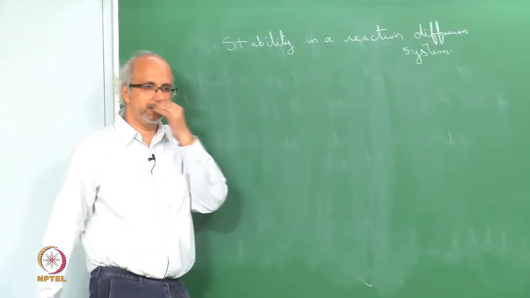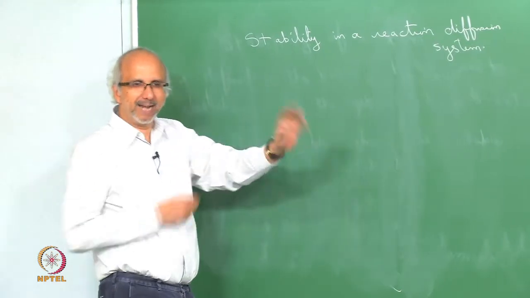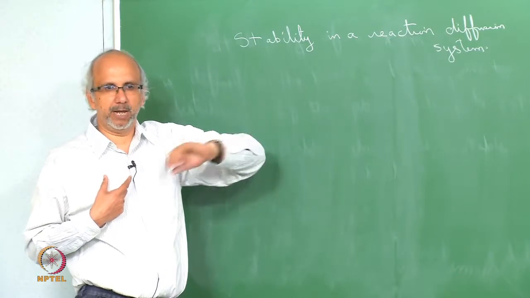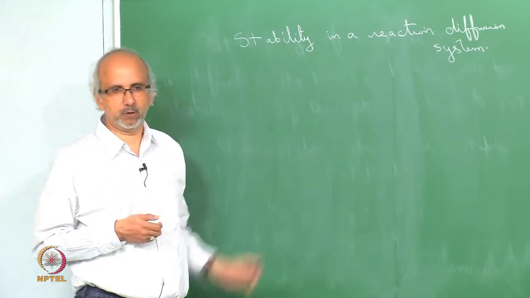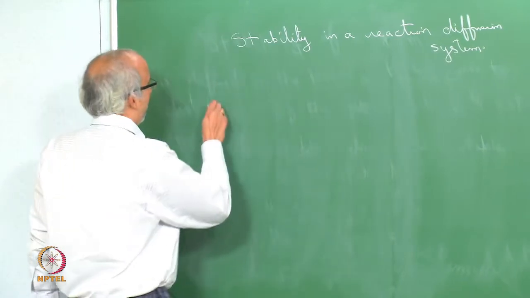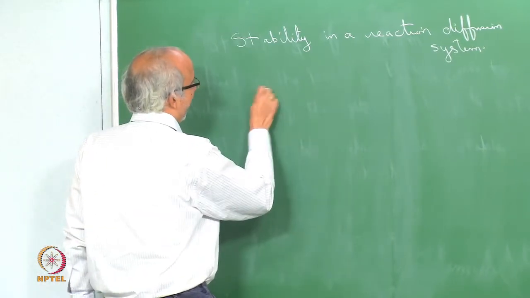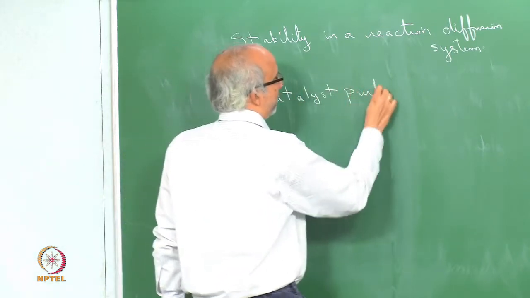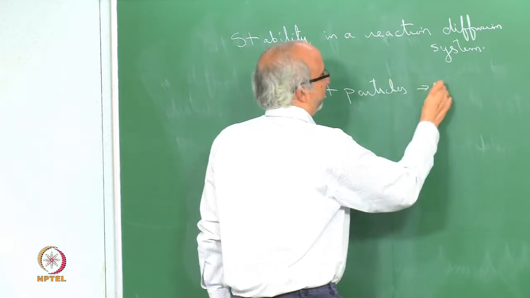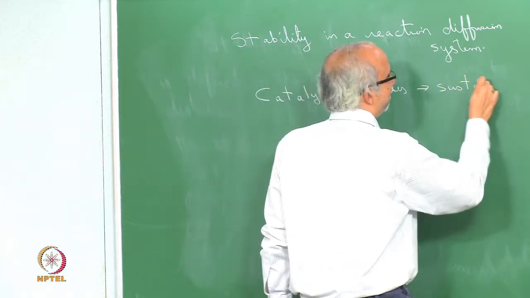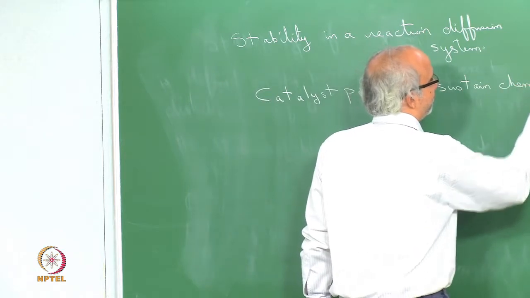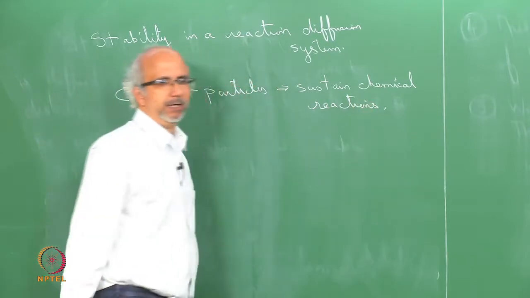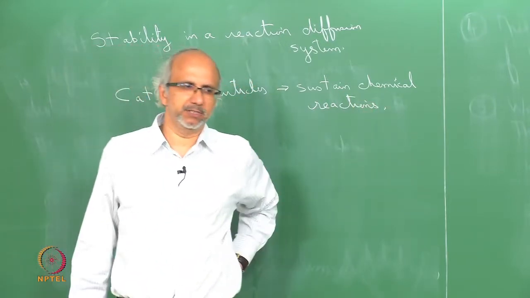Since I belong to the chemical engineering department, I need to have a chemical engineering example, and one of the reasons why I am choosing this example is because I only have to deal with one variable, either a concentration or temperature. In this case it is a concentration. So we can see there are catalyst particles which sustain chemical reactions. And most of you know that catalysts exist because you've done this in our course in chemistry.